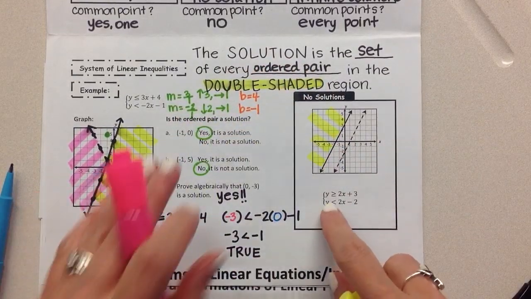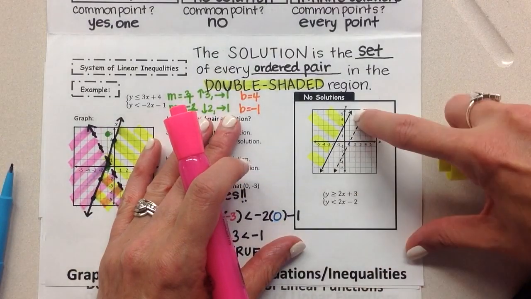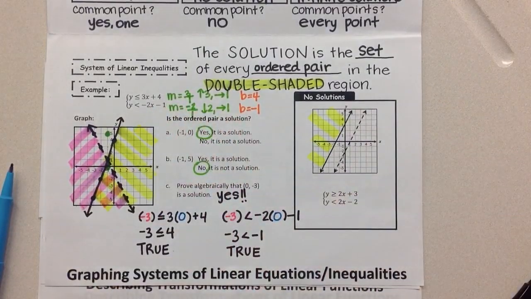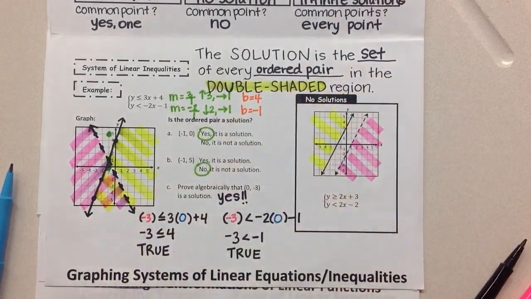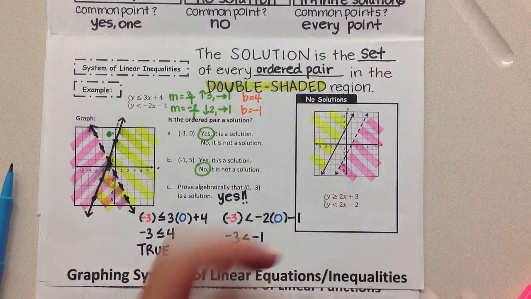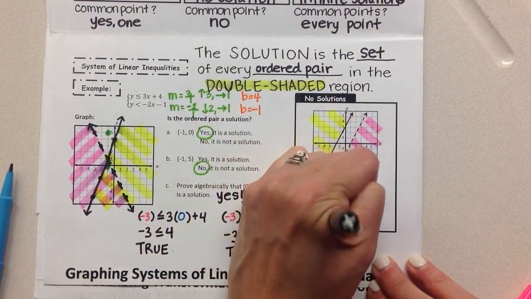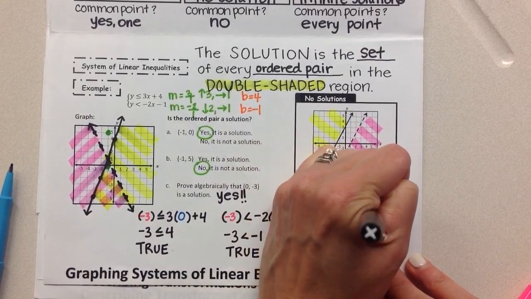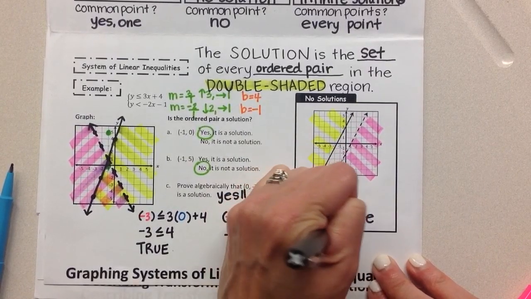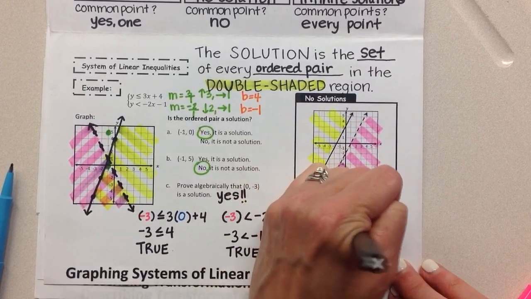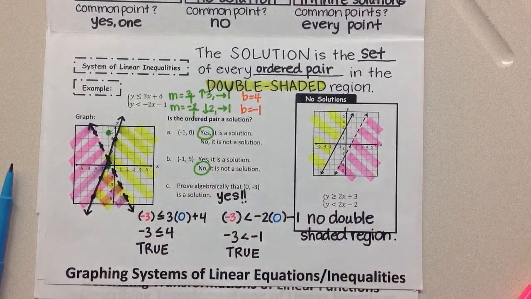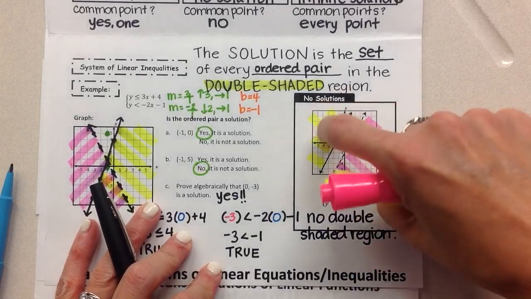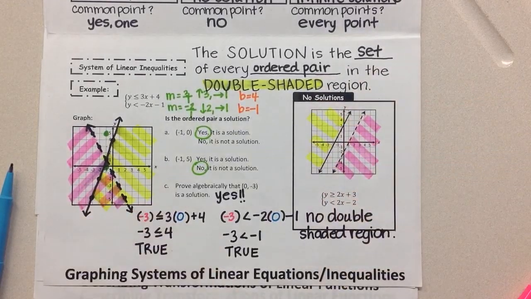Okay, and now I have y is less than 2x minus 2, and that's the broken line because there's no bar. So it says less than, so I'm going to shade down from this line. And this is why it is no solution, because there is no double shaded region. None of the shadings overlap, so therefore there's not going to be any ordered pairs in that double shaded region, and that's why it is no solution. So don't assume because it's parallel lines, you have to look at the shading when you're talking about systems of inequalities.